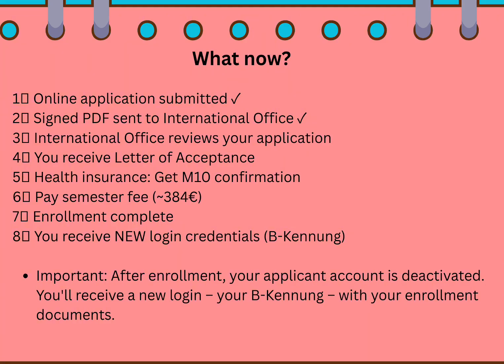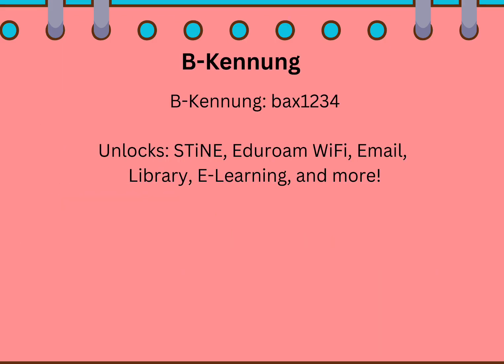Important is that after your enrollment, your application account is deactivated. So you will receive a new login, which is your B-Kennung, with your enrollment documents. Your B-Kennung can look like this, BAX1234. It always starts with a B and is followed by 2 letters and 4 numbers, but it always looks different for each person. This is your permanent university ID, which you will have to use for STiNE, your Wi-Fi, email, and everything else. So always have it ready to use.